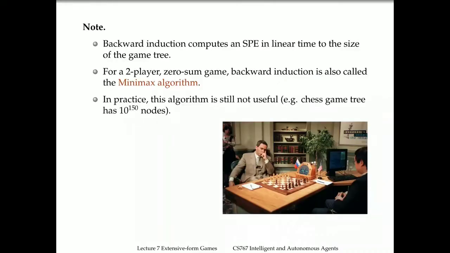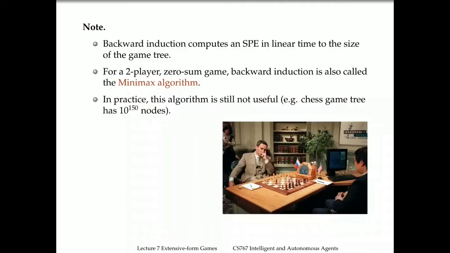Like what I said, backward induction computes an SPE in time linear in the size of the game tree. So it's incredibly fast. And like what I said, it essentially is a minimax algorithm for zero-sum games. Because in zero-sum games, at each level, we're alternating between the minimum reward and the maximum reward, and so on and so forth, right? And the minimum reward is actually maximizing the opponent's reward.